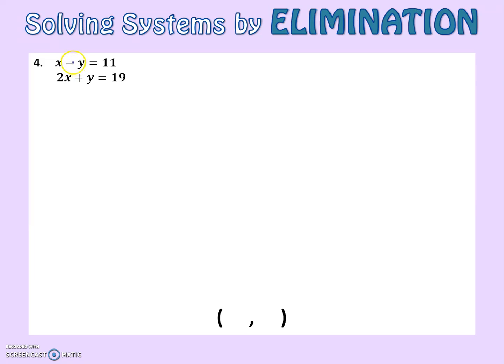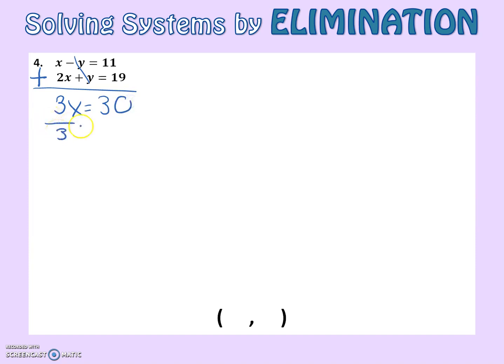Alright, the signs though, this one's negative, this one's positive. So it's different signs, add. So make sure you put your big plus sign out front so we know what you're doing. And then let's just add away. X plus 2x is 3x. Negative y plus y cancels. 11 plus 19 is 30. And you definitely know where to go from here.